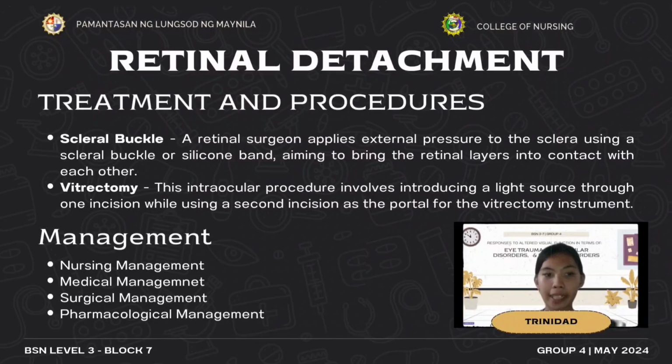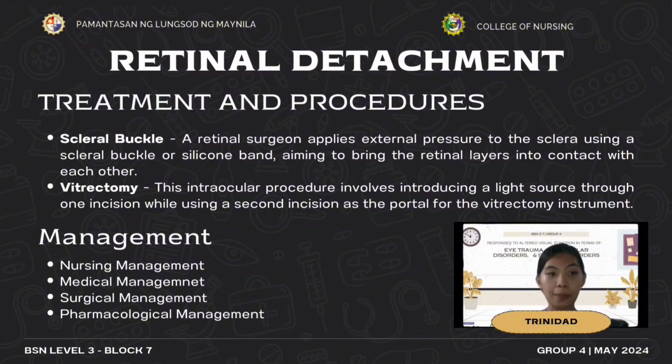In tractional retinal detachment, it is imperative to eliminate the source of traction and reattach the sensory retina. The predominant surgical approaches utilized for these purposes are scleral buckle and vitrectomy procedures. In the scleral buckle, the retinal surgeon applies pressure to the sclera, typically using a scleral buckle or a silicone band to indent the scleral wall externally. This action aims to bring the two layers of retina into contact with each other.